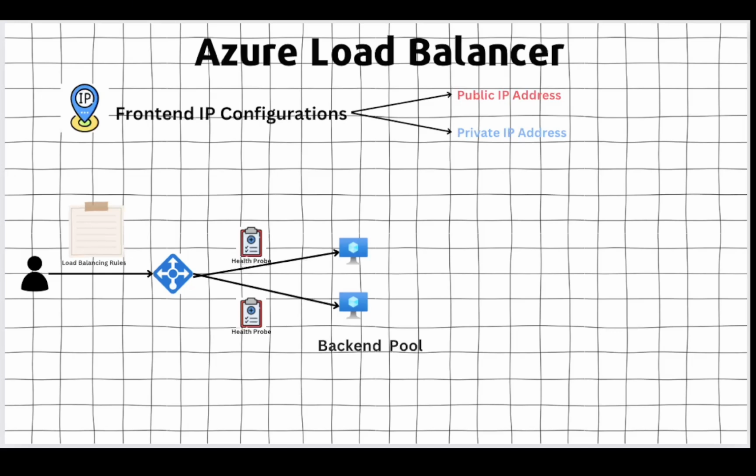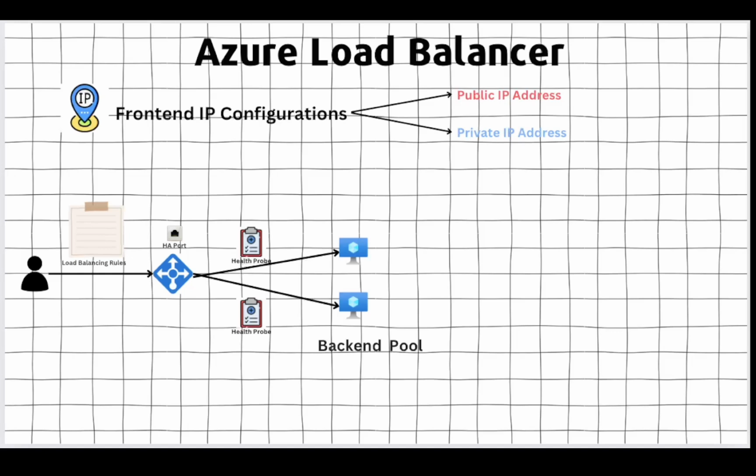And you can tell from which IP address and which port the traffic is going to come in, and where the traffic needs to go in the backend, the destination IP address and the destination port. And you can also define which protocol needs to come in, like TCP, UDP, and so on.